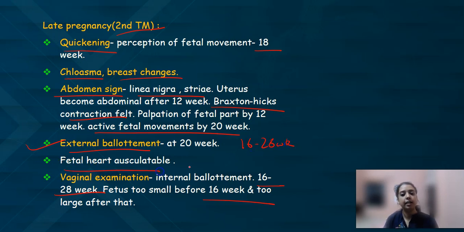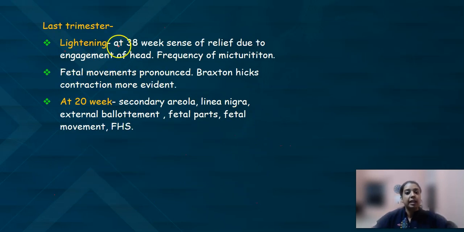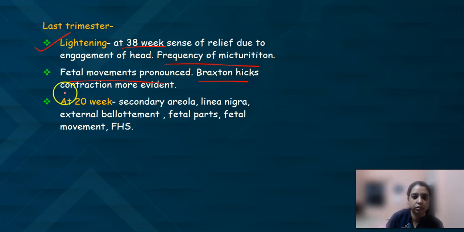Fetal heart sounds start appearing at 20 weeks. A doctor can listen to the fetal heart by stethoscope at around 20 weeks. So a lot of things happen at 20 weeks. In the last trimester, the baby is big enough. What happens? There is an increase in frequency of micturition. Then at 38 weeks, engagement of the head occurs. The head starts entering the pelvis, which gives a relief kind of feel to the mother because the diaphragmatic pressure is removed. This gives rise to lightening, which occurs in the last trimester. Fetal movements are more pronounced, Braxton Hicks are most pronounced. All that happens in the last trimester.